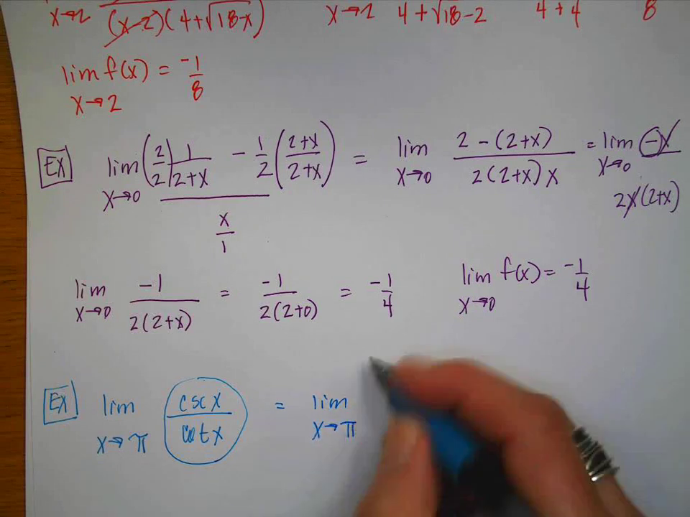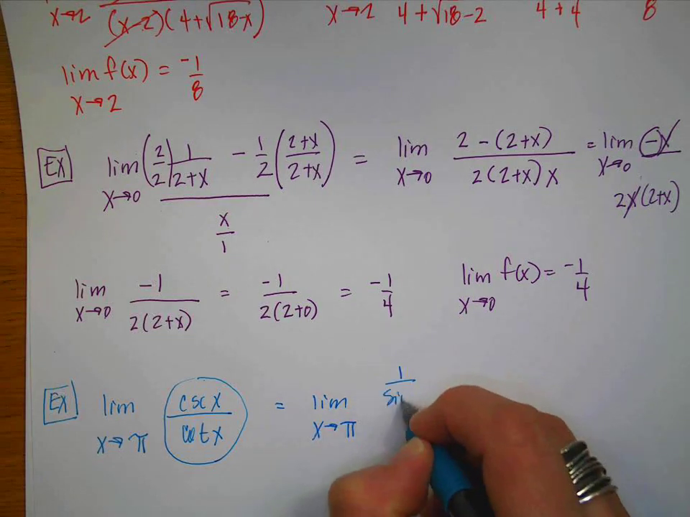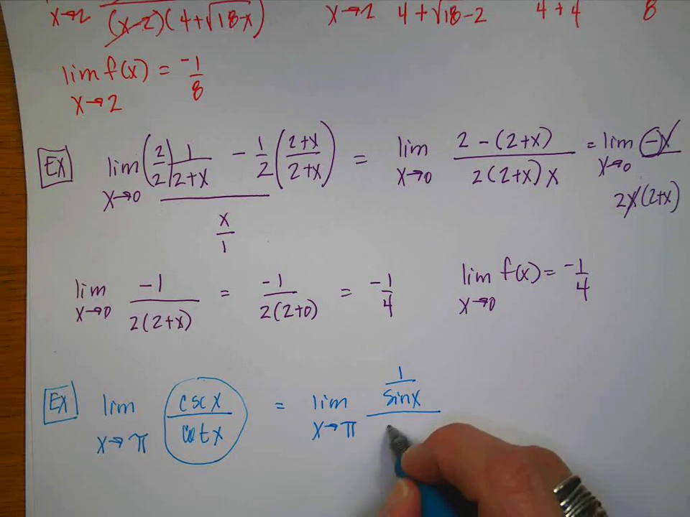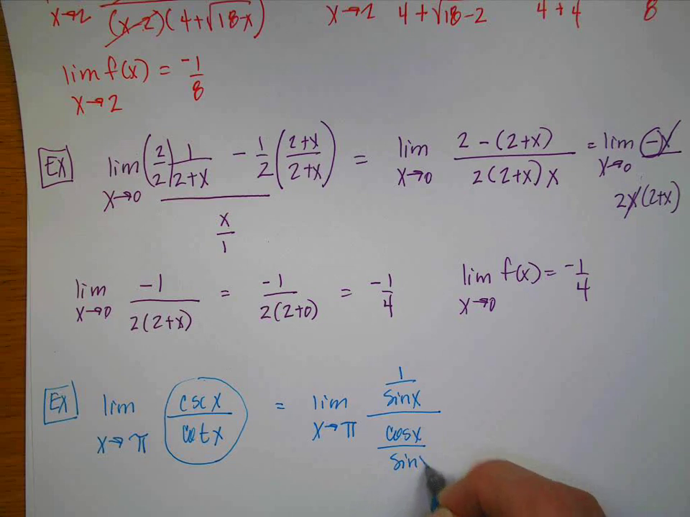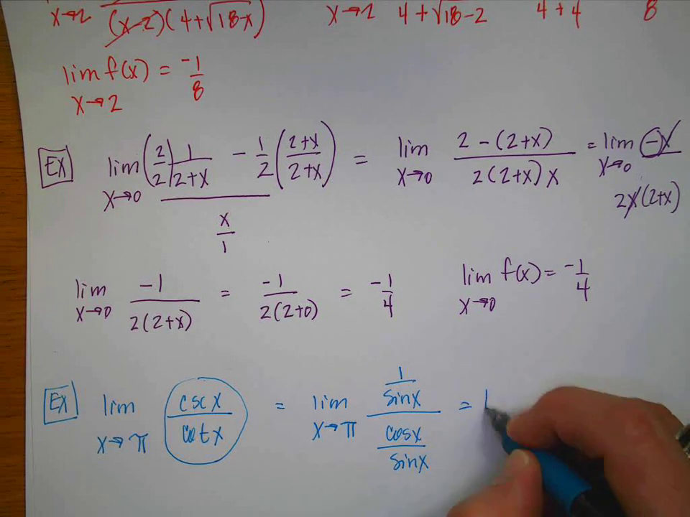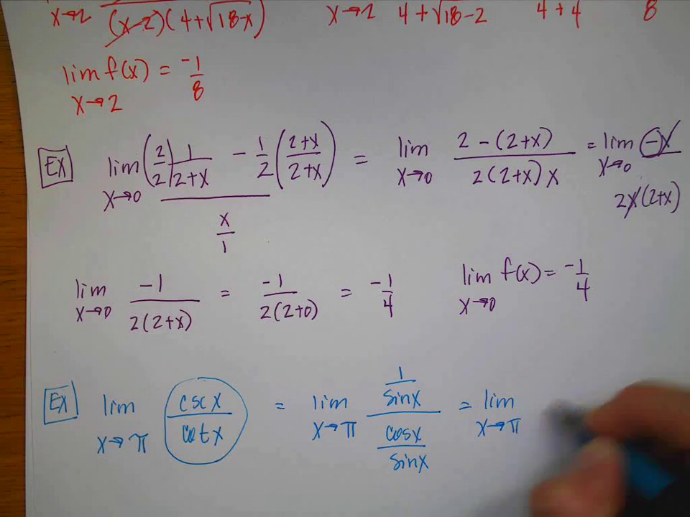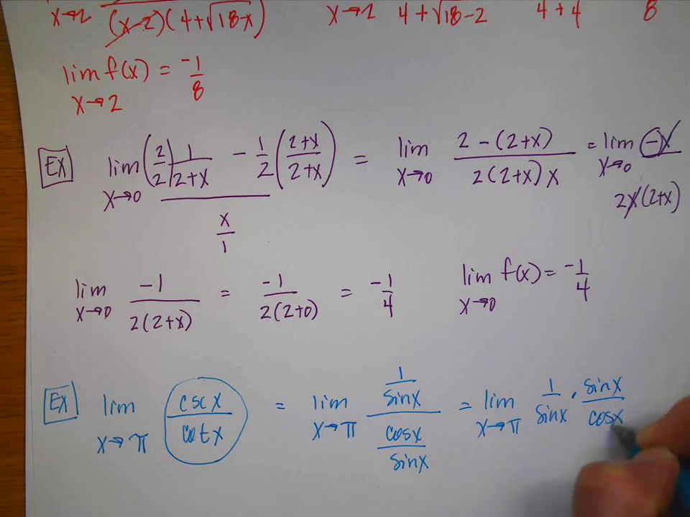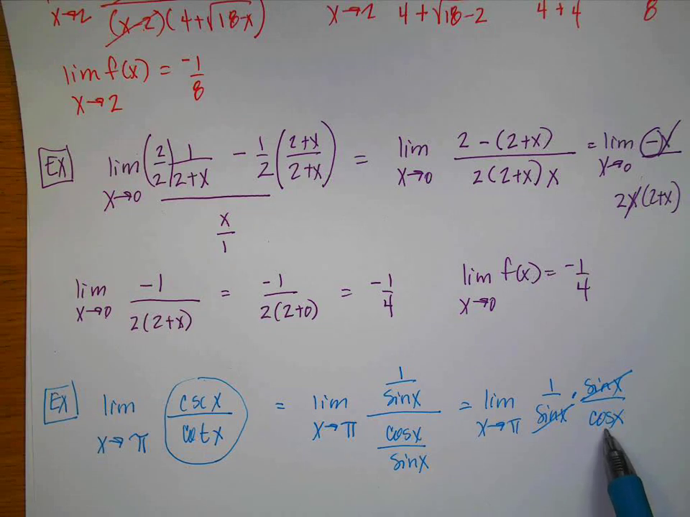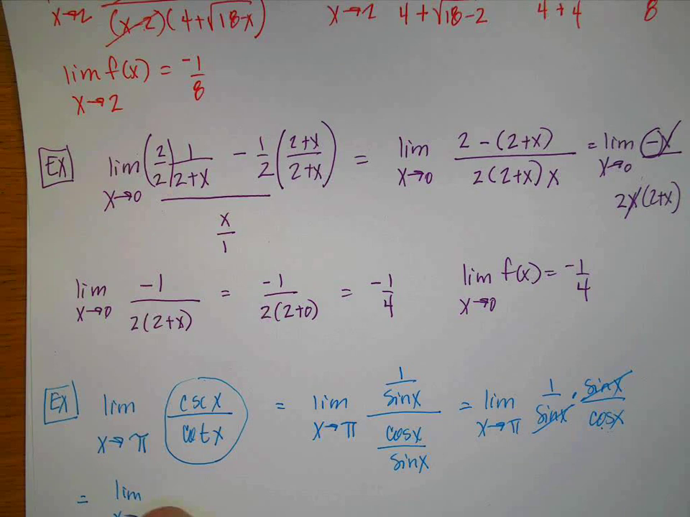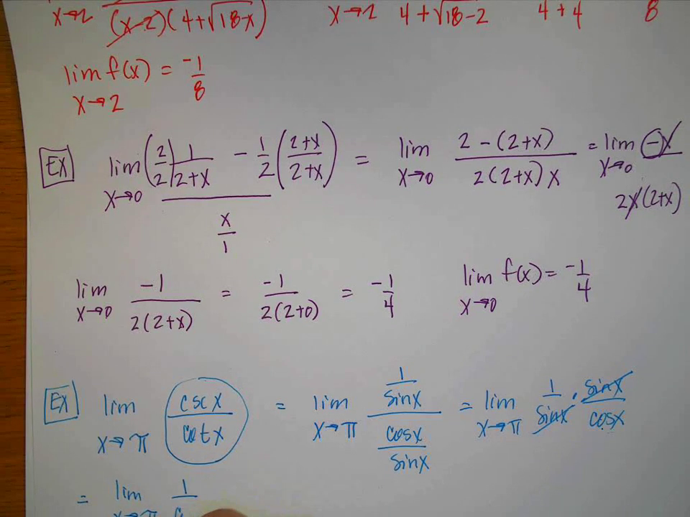So then this is the limit as x approaches pi. Cosecant is 1 over the sine of x, and then cotangent is the cosine of x over the sine of x. I'm going to manage the fraction, so this is the limit as x approaches pi of 1 over the sine of x times the sine of x over the cosine of x. Those cancel, and then you can either rewrite this as the secant of x, but I'm just going to leave it as cosine when I do my direct substitution. So now I have the limit as x approaches pi of 1 over the cosine of x.